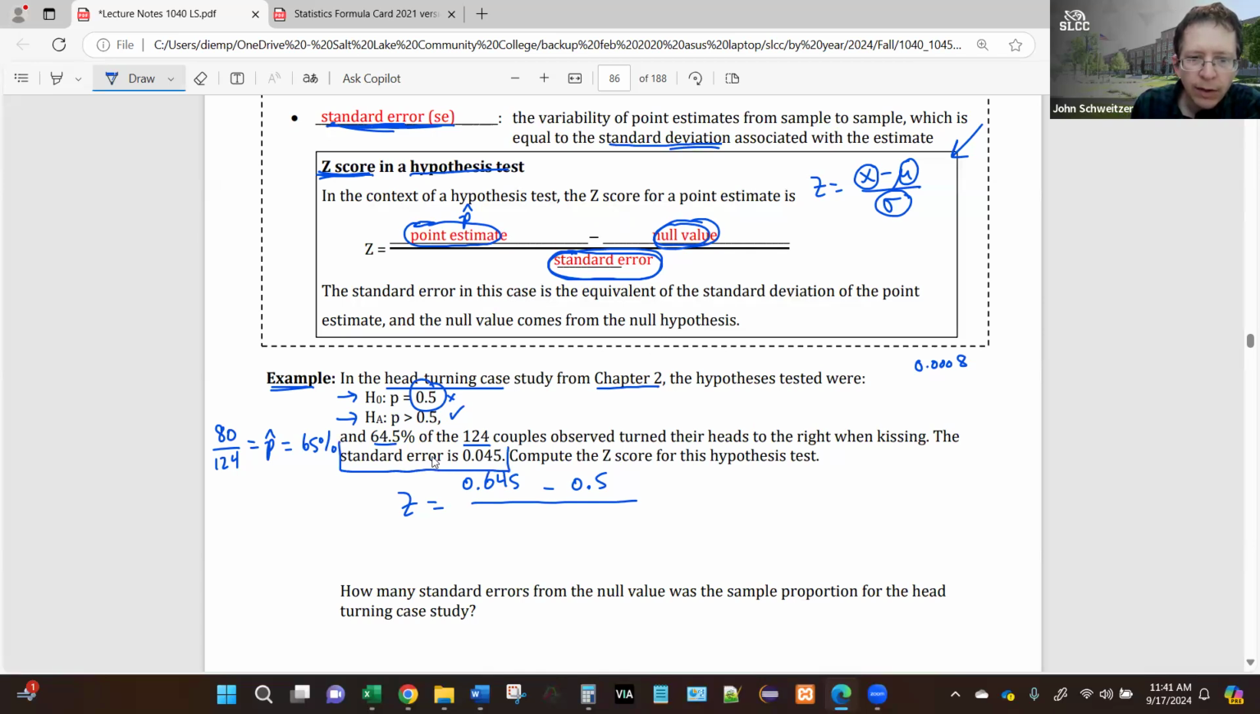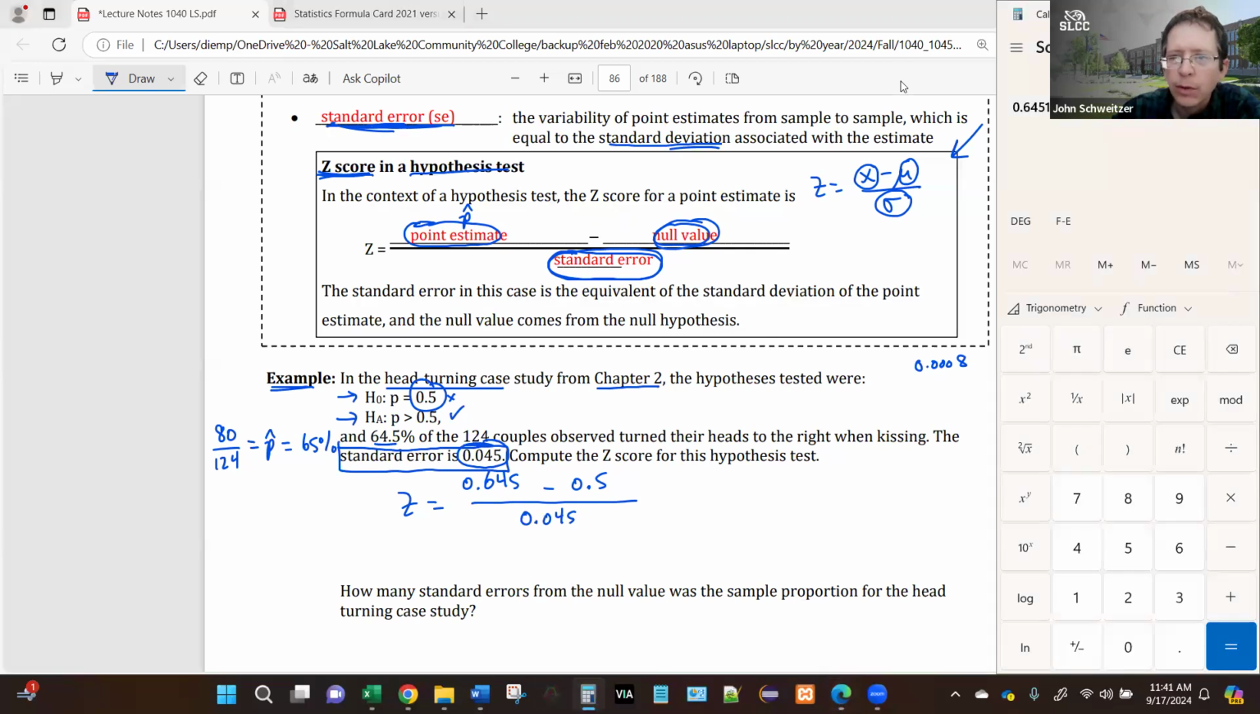Now, there's a formula for the standard error that we're going to learn later. For now, I'm just going to tell you the standard error value. Okay, so it's 0.045. What that means is that your typical p hat will be within about 5% of the null value there. Okay, so we calculate that z-score. Let's go ahead and do that.